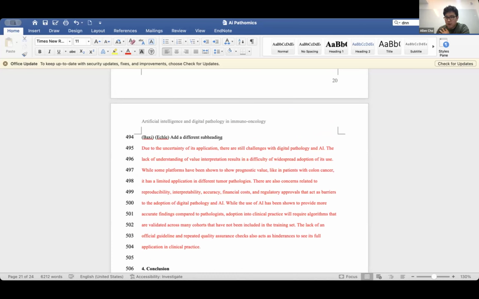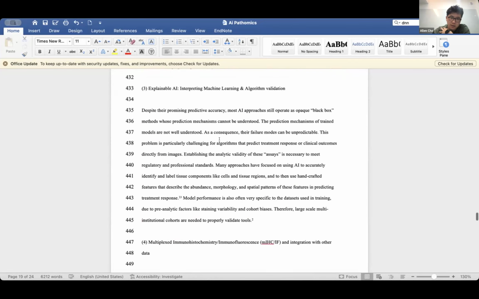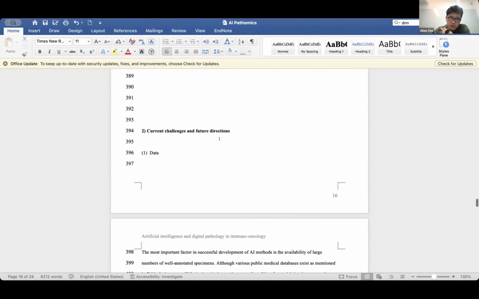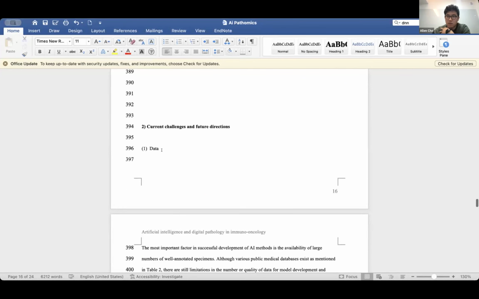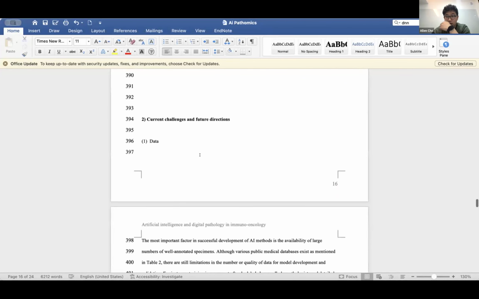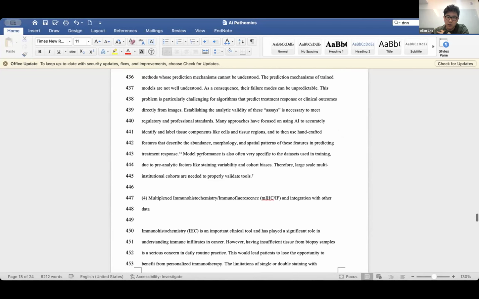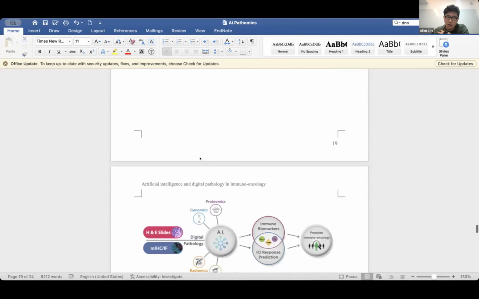I would think it would just be some kind of over-encompassing subheading, maybe just like the overall problems with AI pathology currently. I guess it would be more of the first subheading, and then it can start talking about the data and then regulations related to that.